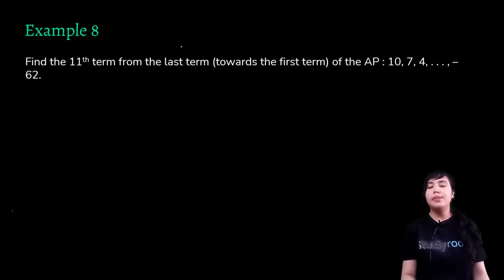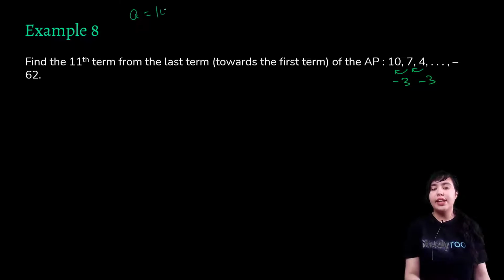Then we have example 8. So you have been given an AP. You can verify that it is an AP because the difference turns out to be minus 3 every time. So 7 minus 10 is minus 3. 4 minus 7 is minus 3. So this is an AP with the first term A as 10 and the common difference D as minus 3.